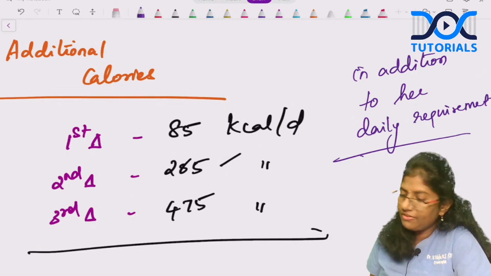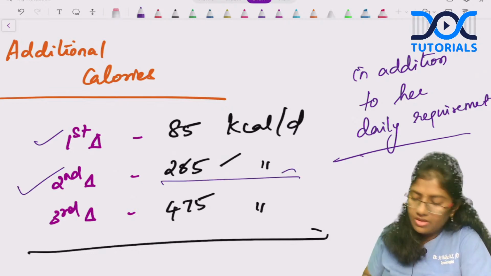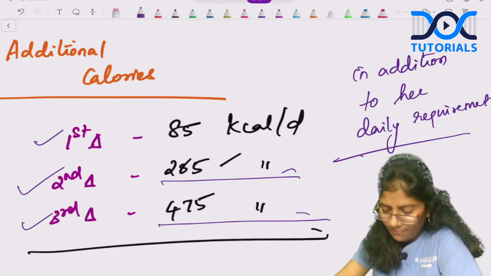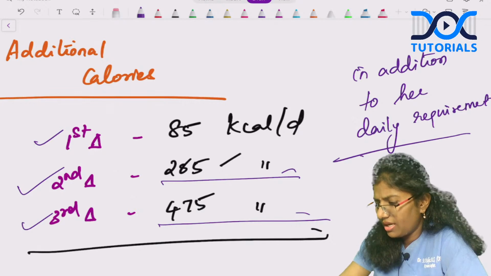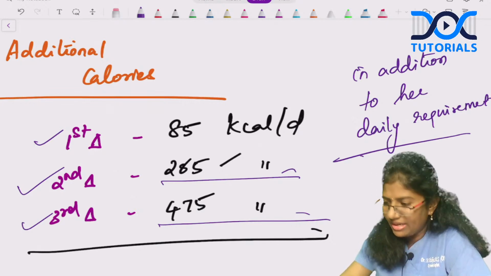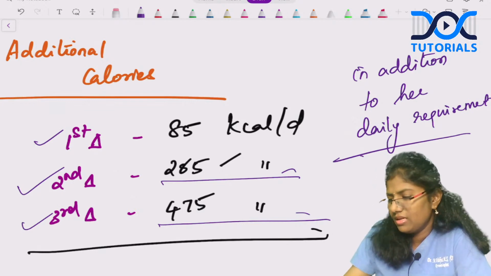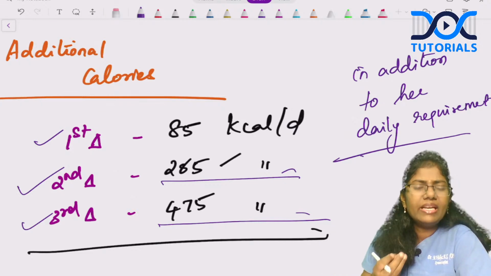So, 85 kilocalories per day in the first trimester, 285 kilocalories per day in the second trimester, and 475 kilocalories per day in the third trimester, okay. 350 is an average, okay. In the first trimester, we require very little additional calories.